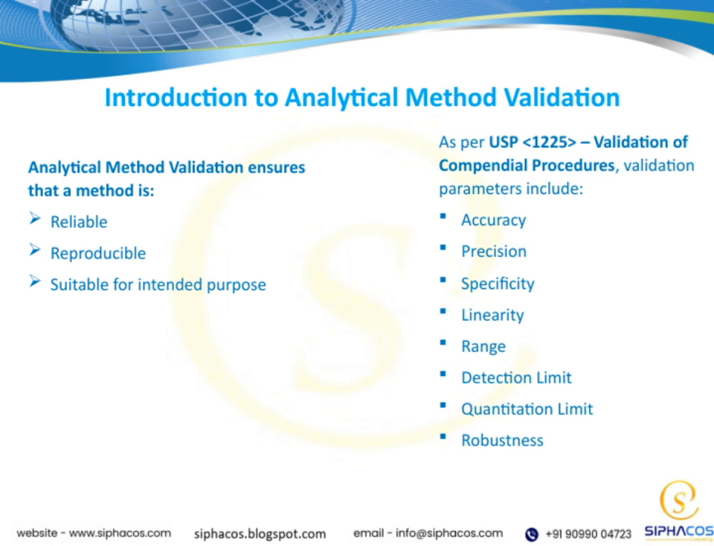Now, why do we go through all this? Analytical method validation is essential because it ensures our methods are reliable, meaning they consistently produce accurate results. It guarantees reproducibility, so different analysts or labs can get similar outcomes. And most importantly, it confirms the method is suitable for its intended purpose, whether that's for quality control, stability testing, or other applications. All these aspects come together to build confidence in our analytical results, which is fundamental to maintaining quality and compliance in our work.